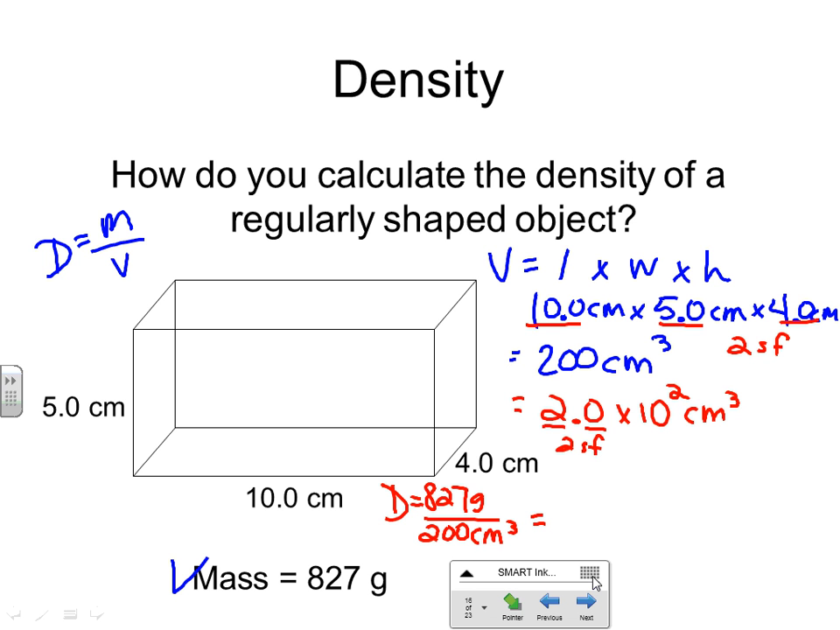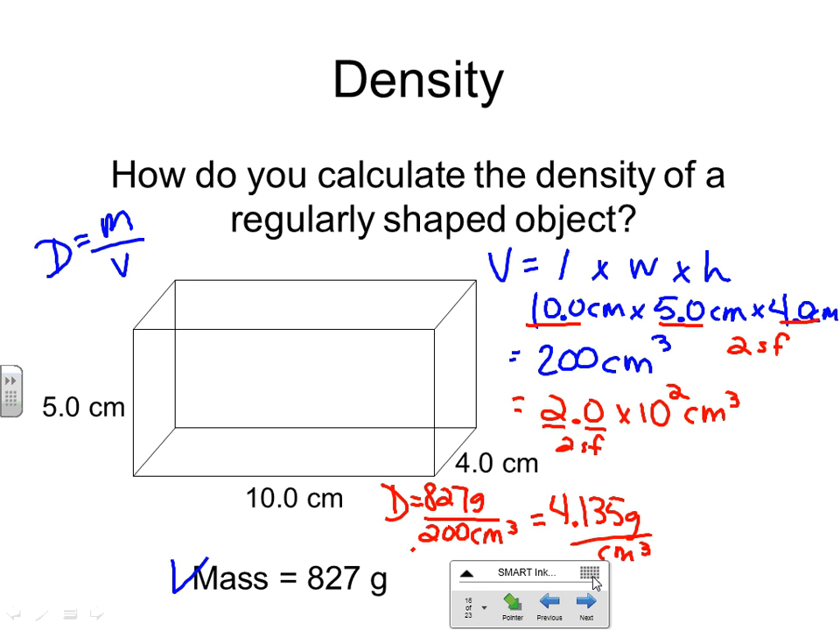Sorry about the bell there. And whenever you do that calculation, you should get 4.135 grams per centimeter cubed. But that's our tentative answer for now. We need to go ahead and use sig figs. We need to go ahead and figure out how many we need.